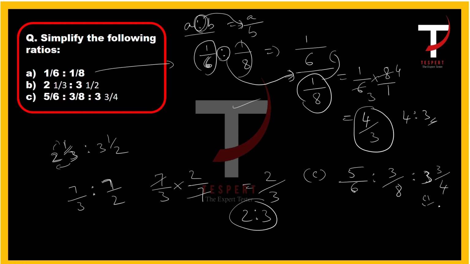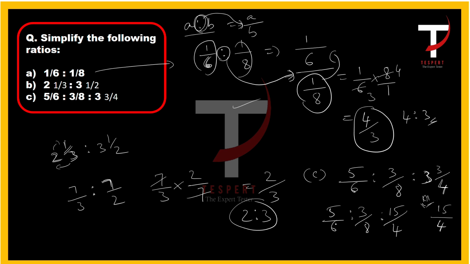15 by 4. 4 3s are 12. 12 plus 3 is 15. 15 by 4, right? So 5 by 6 is to 3 by 8 is to 15 by 4. So how can we solve this?